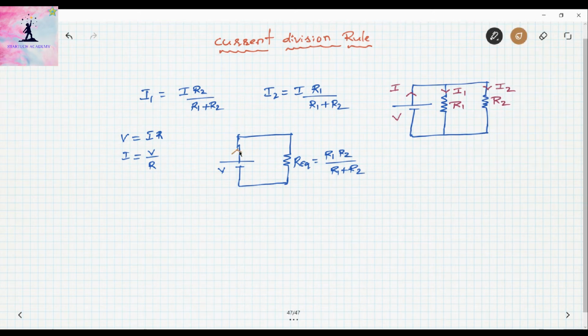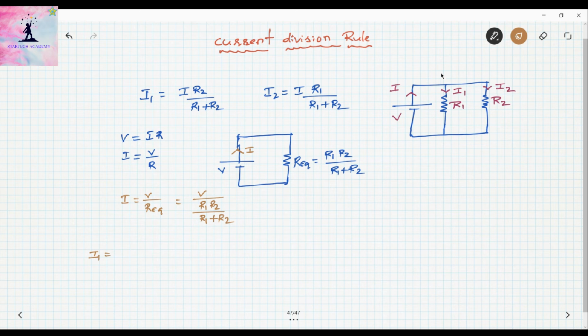So this is I, the total current coming from the supply. Now from this circuit, what is I? I is equal to V by R. That is, I is equal to V by, what is R here? This is R equivalent. That is equal to V by, what is R equivalent here? R1 R2 by R1 plus R2. So now I have got the total current coming from the supply. Now I can determine I1. So what is I1?